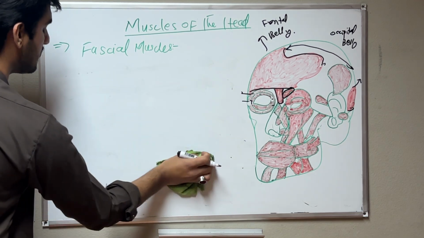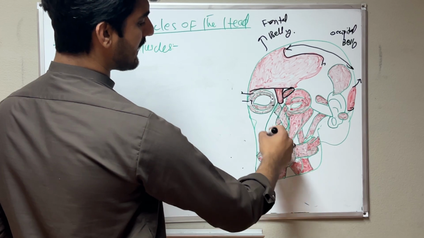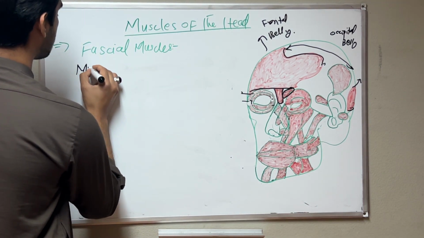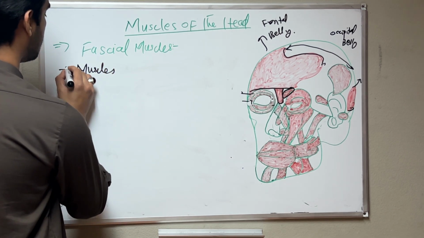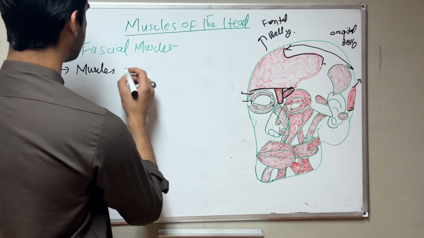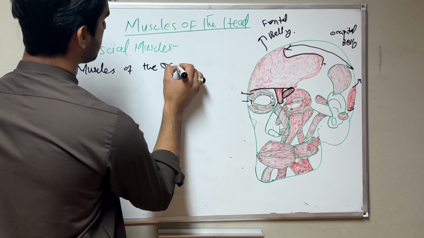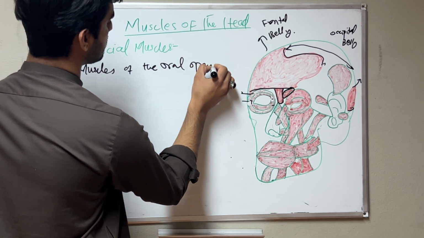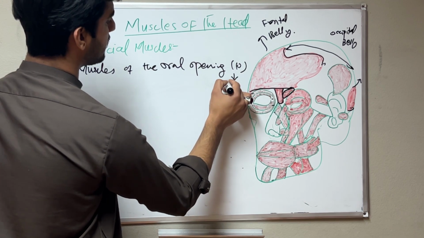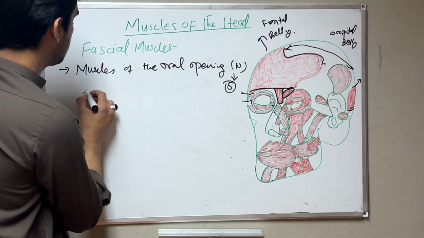Now we have the third section, the muscles around the oral cavity. There is something special here: nowadays the division of these muscles is very interesting, and I will discuss it with you later. The muscles of the oral opening, we know we have 10 muscles, and these 10 muscles are divided into 5 pairs. Now I will show these muscles.